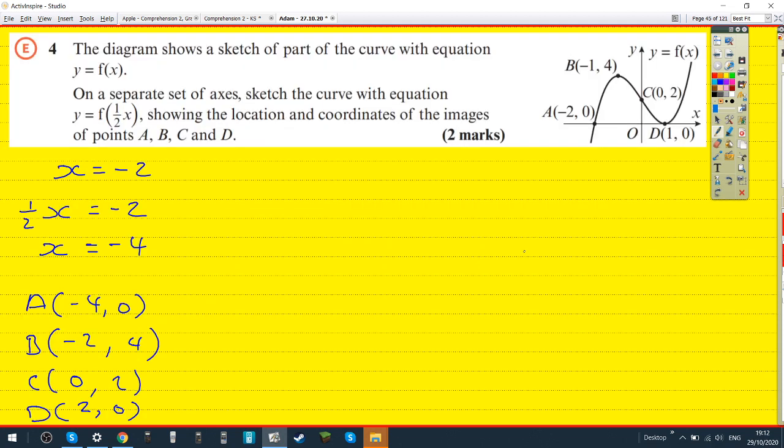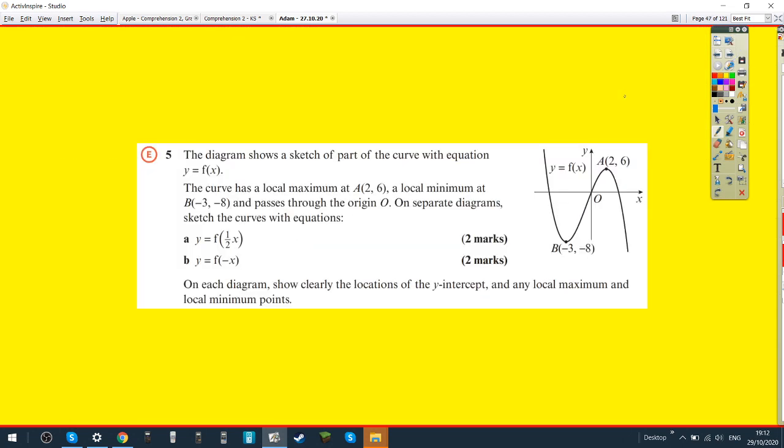I just want to see this question. They wanted us to actually sketch it. So -4, 0 would be over here. -2, 4: it goes up as high, but it goes to the left. It has the same y-intercept of 0, 2. So it goes there, and then it goes to 2, 0. So it's a stretch, scale factor 2 in the x direction.